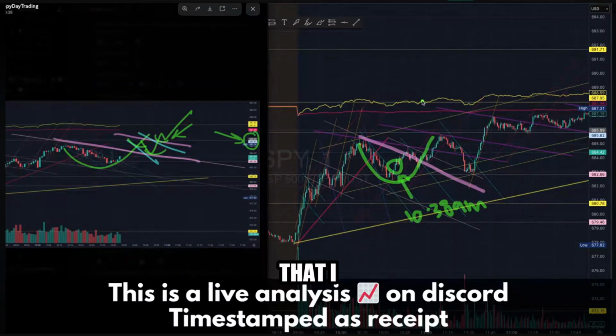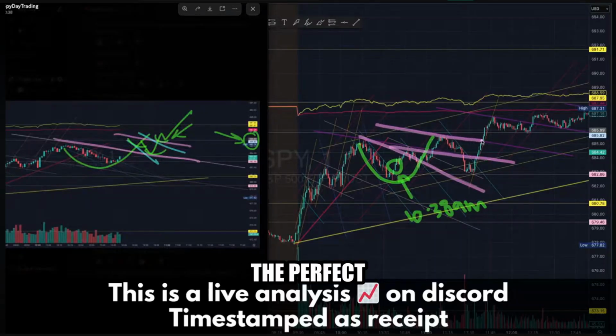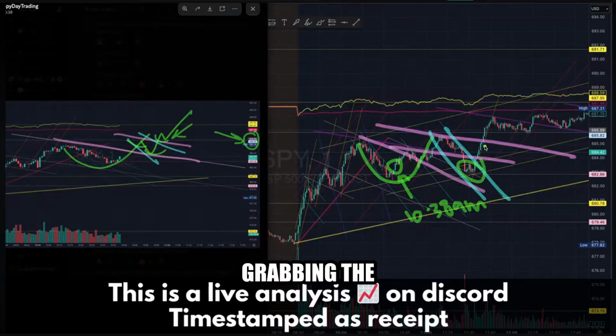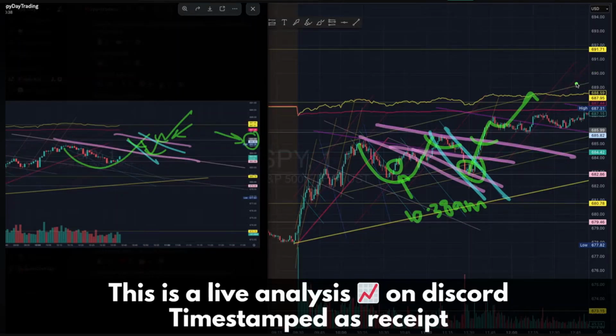Now I mentioned that I charted the purple algorithm, and you see how the purple was building the perfect liquidity together with the pink and the teal here, and grabbing the liquidity of the pink perfectly here, and giving you that beautiful trade all the way to the 5-day moving average.